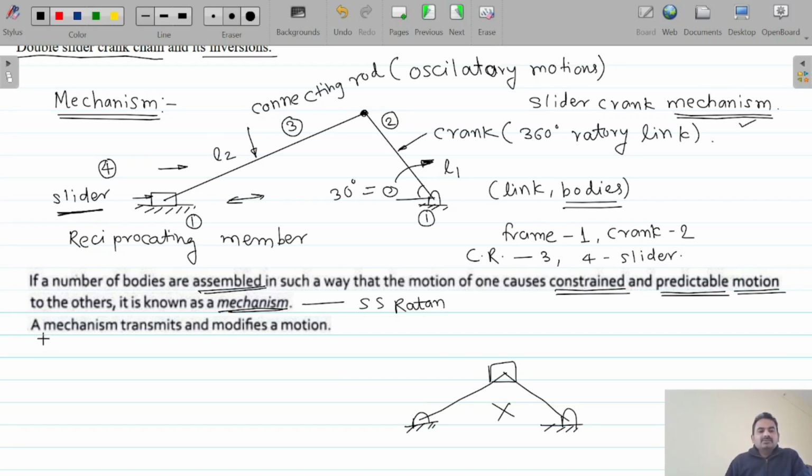What does a mechanism do? A mechanism transmits and modifies the motion. Now in this case, we can say that the rotary motion of the crank is converted to the reciprocating motion of the slider. So rotary motion is converted to the sliding or reciprocating motion. So this is nothing but our mechanism.